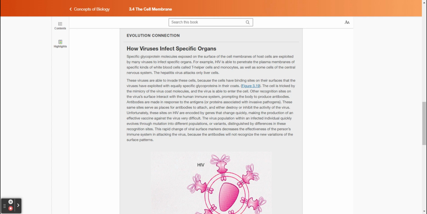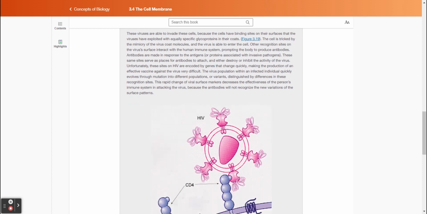Evolution connection: how viruses infect specific organs. Specific glycoprotein molecules exposed on the surface of the cell membranes of host cells are exploited by many viruses to infect specific organs. For example, HIV is able to penetrate the plasma membranes of specific kinds of white blood cells called T helper cells and monocytes, as well as some cells of the central nervous system. The hepatitis virus attacks only liver cells. These viruses are able to invade these cells because the cells have binding sites on their surfaces that the viruses have exploited with equally specific glycoproteins in their coats.